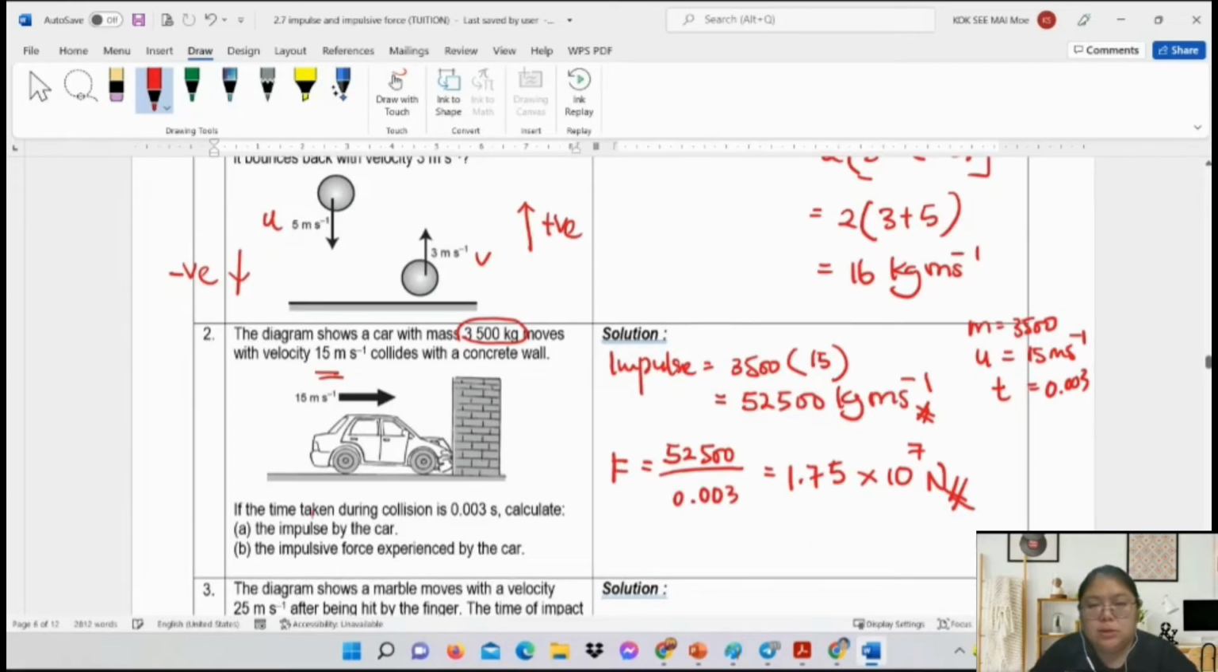So this question is not much harder. They only have the formula for impulse and also the impulsive force. That's all. What's important is you know the information the question gives you.